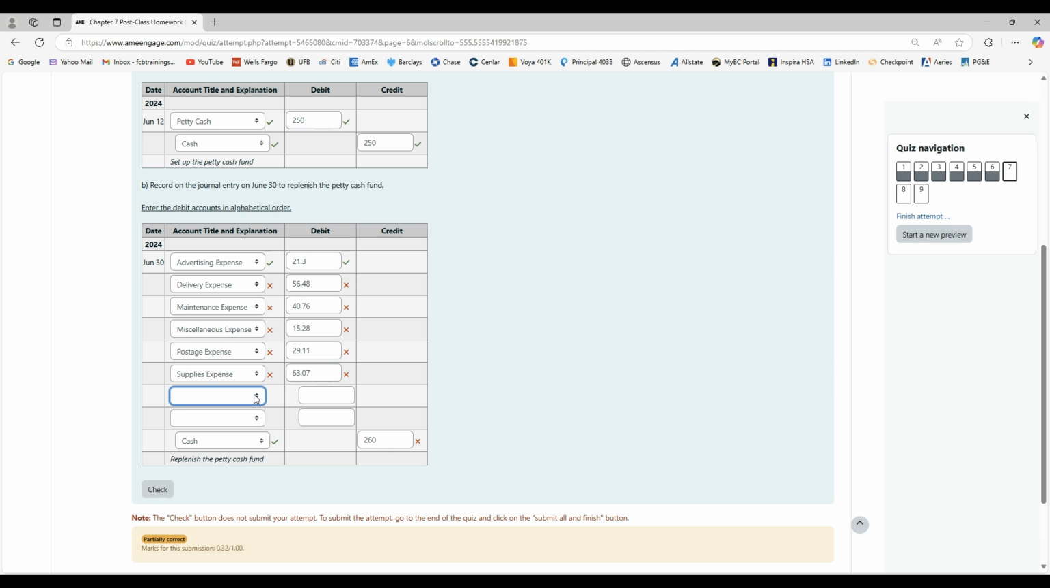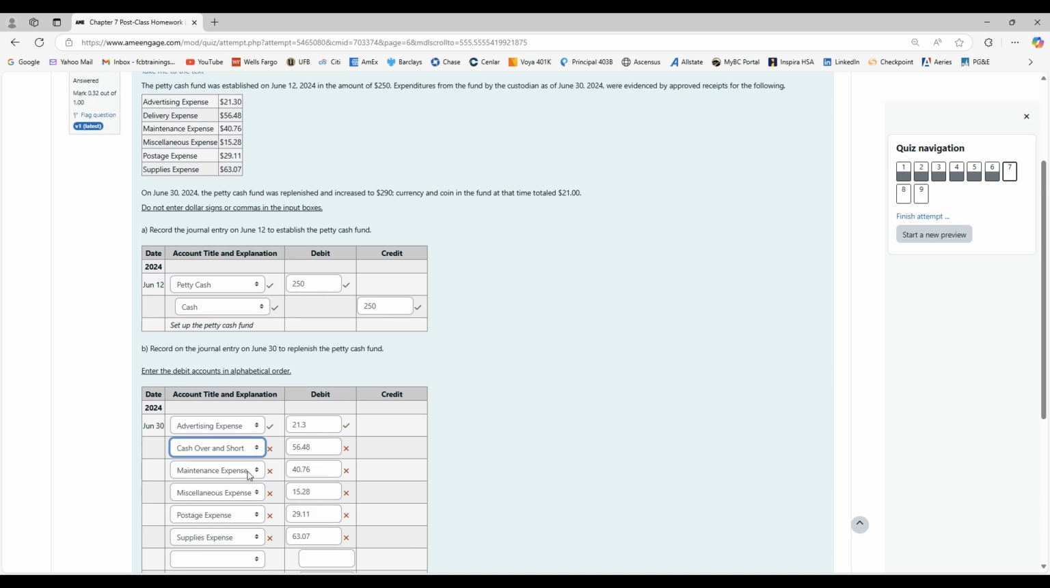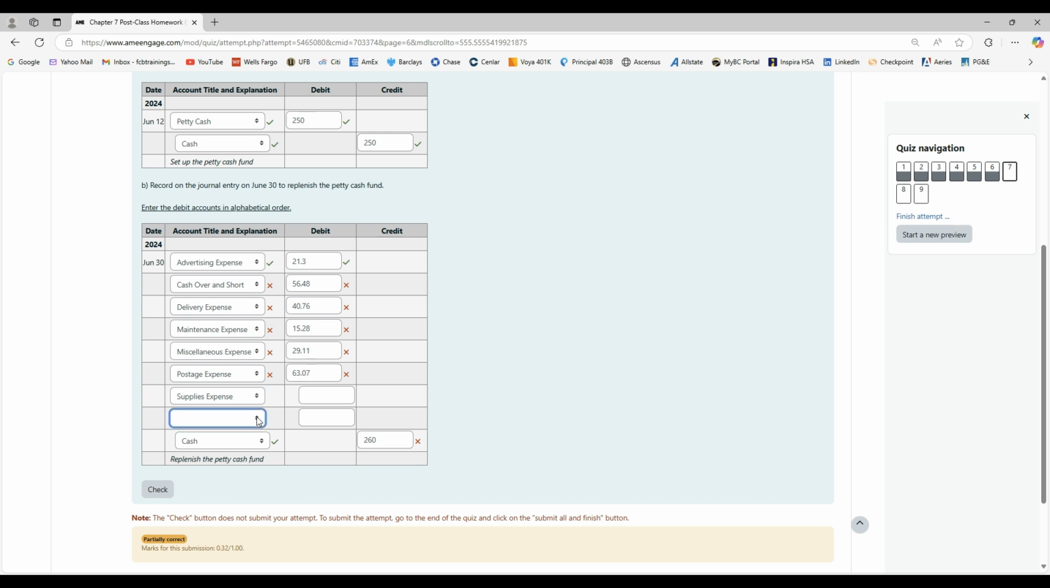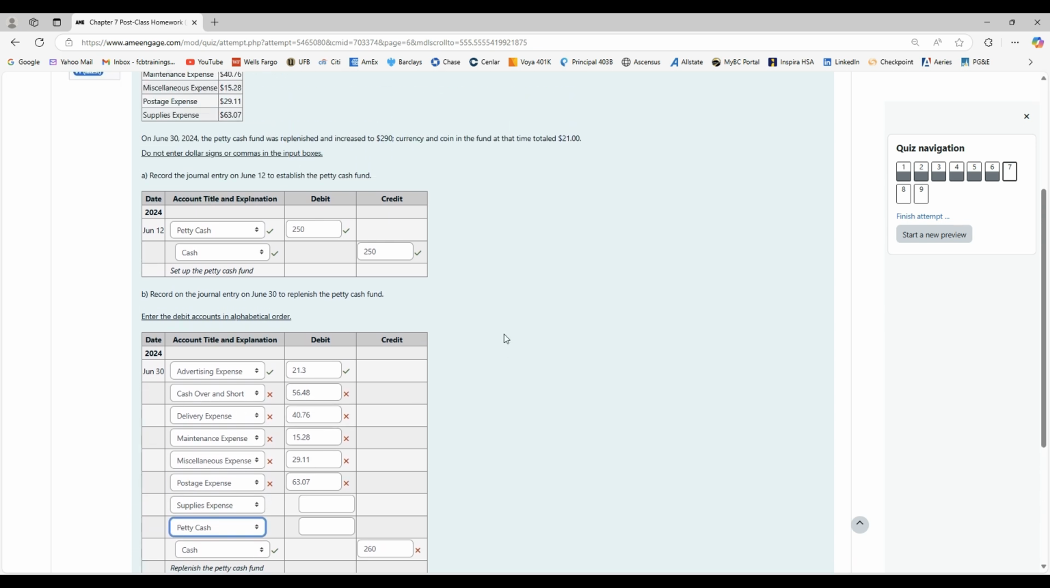somewhere there was an additional transaction that happened. Let's see, $3. So cash. Oh, we use this miscellaneous account. Oh, see, that's annoying. So cash over and short becomes the middle account because it's alphabetical order. That's goofy, but I guess that helps us figure all the pieces out. Supplies expense. And then we're also going to increase the petty cash fund at the same time up to 290.